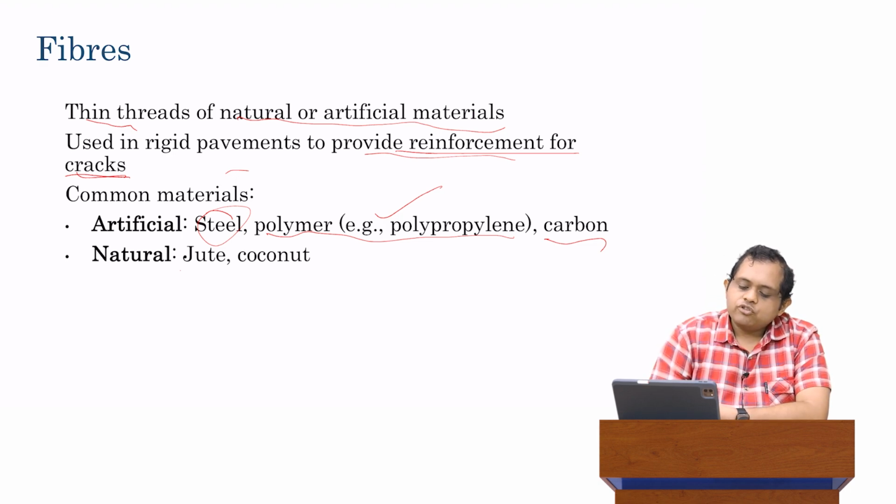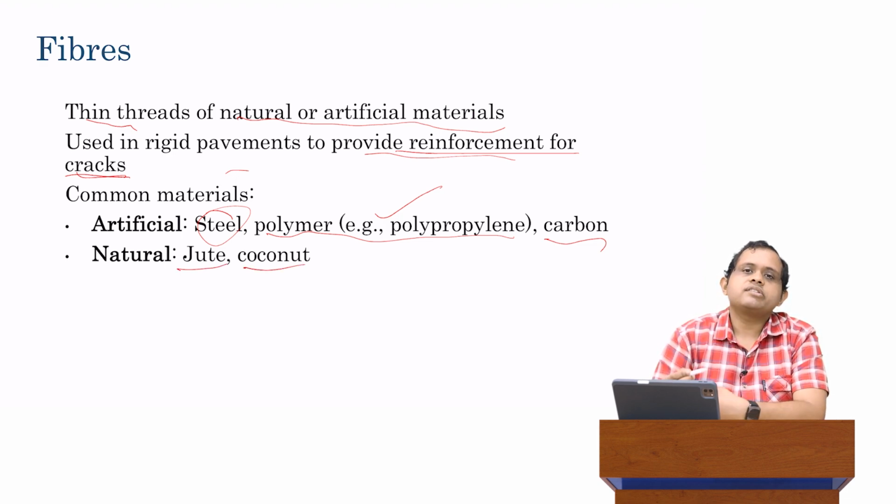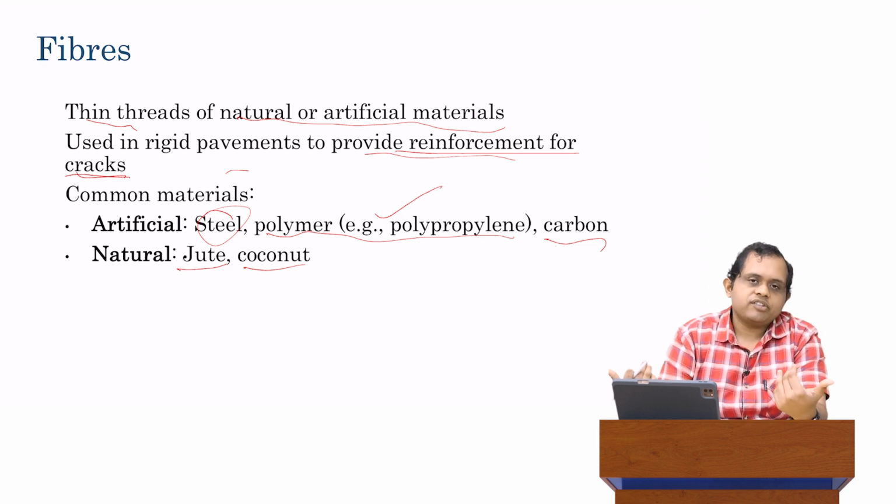For example, we can have jute fibers and coconut fibers. Now, naturally, these jute and coconut fibers have to be dried out, because if they're naturally wet, it's going to affect the mix design, and also it's going to decompose over time. So these fibers have to be fully dried out.